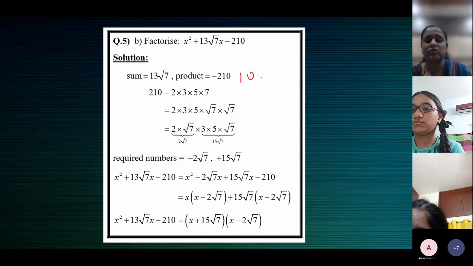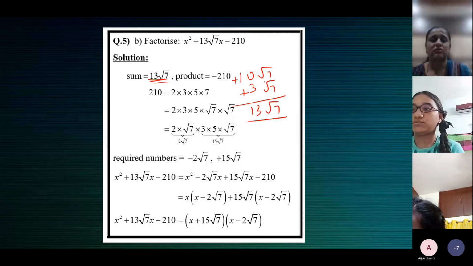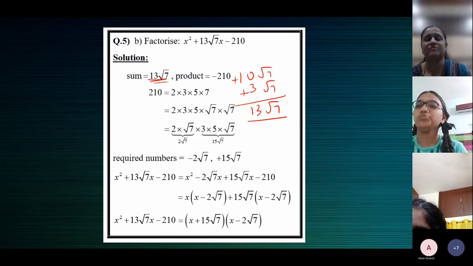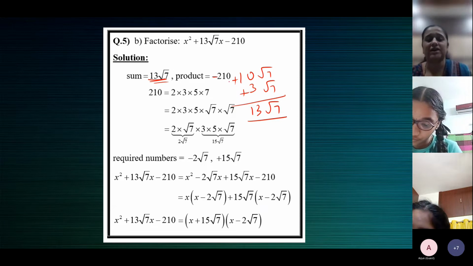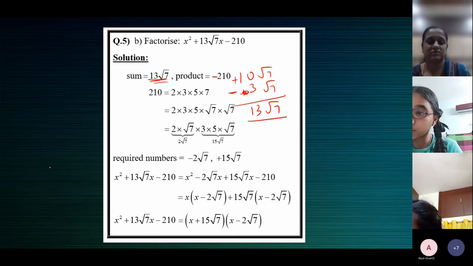So when you write 10 root 7 and 3 root 7, you have to take both positive because only then you will get a positive 13 root 7. Just because the product is negative, if you fix a minus sign to any of these, then the sum will not happen. The product will happen, but the sum will not happen. If you think, okay, the product is negative, so let me put a minus sign here, then the sum will not happen. 10 minus 3 is 7 root 7.